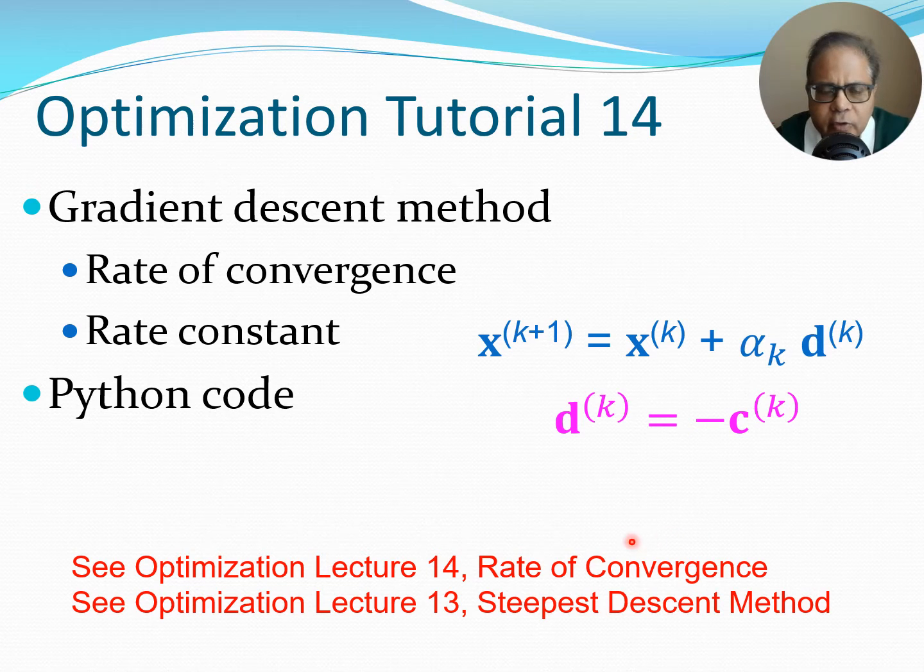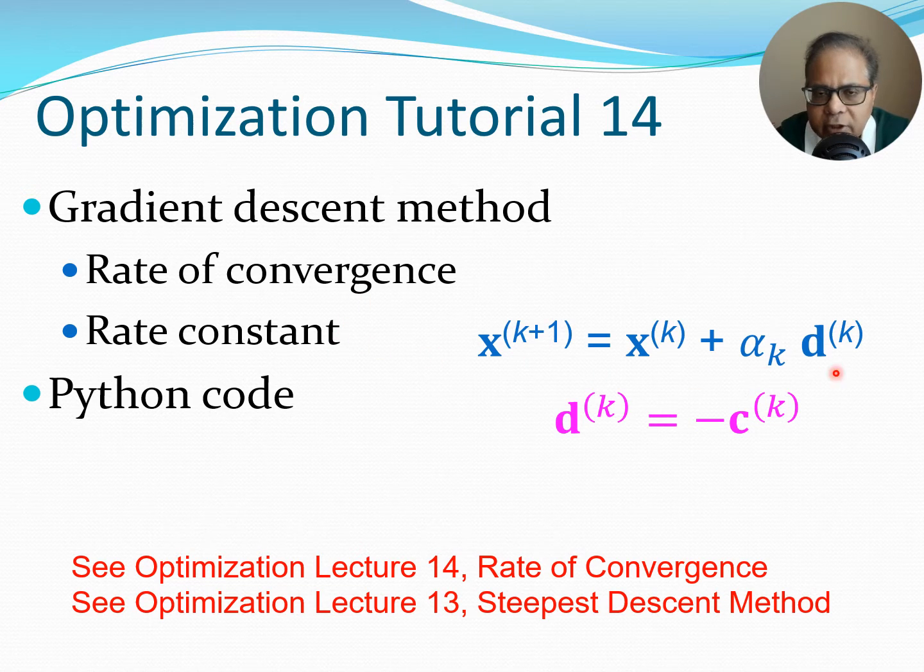So what we are going to do is use the steepest descent method, or the gradient descent method, to figure out its rate of convergence and also something known as the rate constant. Essentially we are going to use Python code to solve this problem. We developed this Python code in previous classes. Today I'm going to slightly change the Python code so that we can calculate the rate constant and so on.